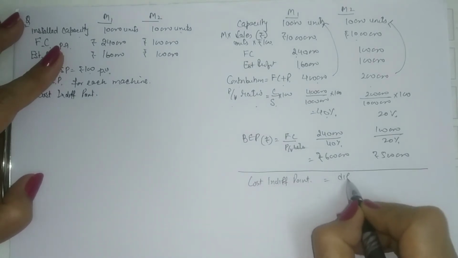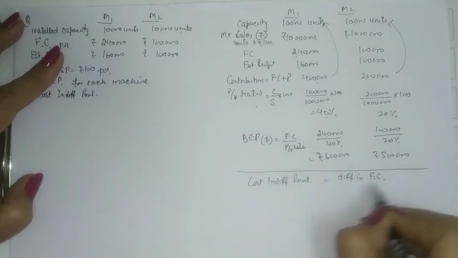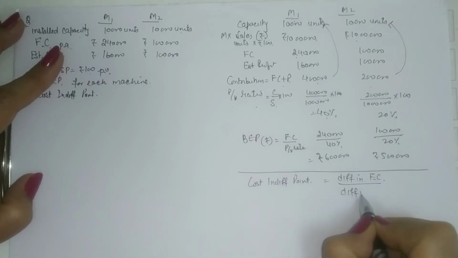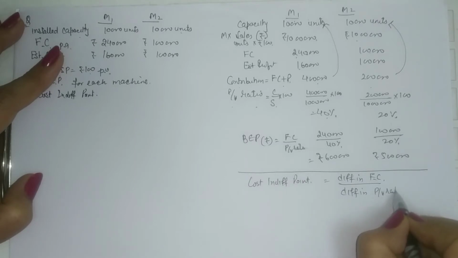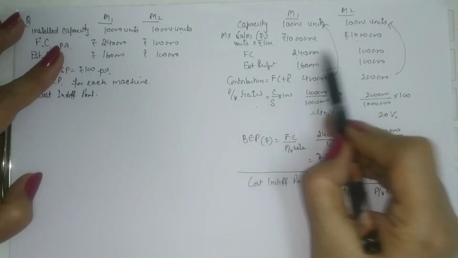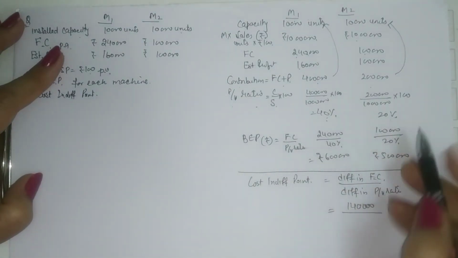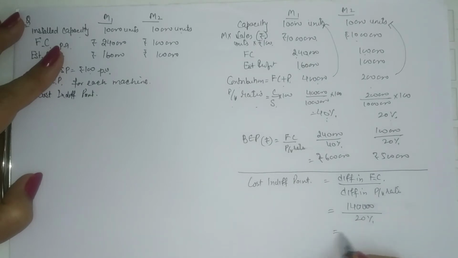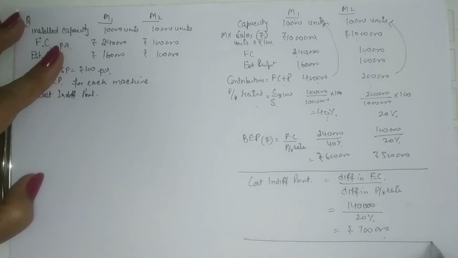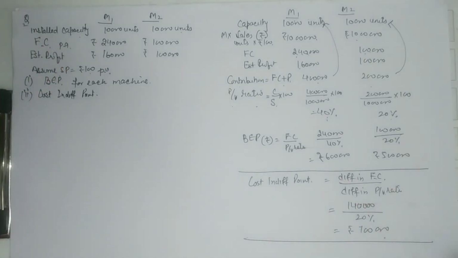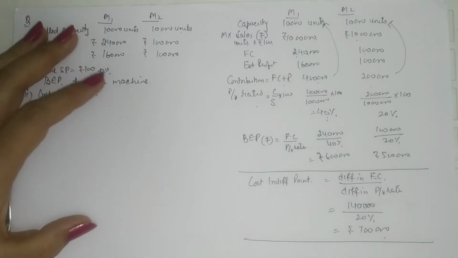It is the difference in fixed cost divided by the difference in PV ratio. So your fixed cost is 2,40,000 and 1 lakh, so the difference is 1,40,000, and PV ratio 40% and 20%, so the difference is 20%. So that means your cost indifference point is 7 lakh rupees. That is, at this level of activity, both the methods will give you the same total cost and the same profitability.